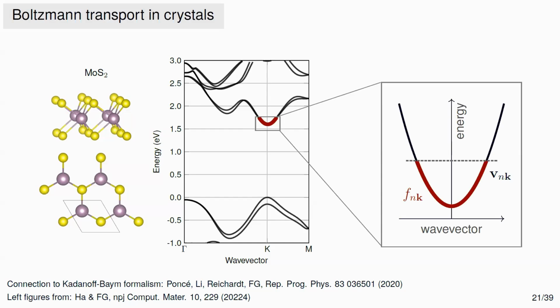That's the bottom of the conduction band. Now, if you don't have an electric field, you will have as many electrons on this side as you have on this side. So since the slope is the velocity of the electrons, the net velocity in this example will be 0. So there is no current going through the sample.